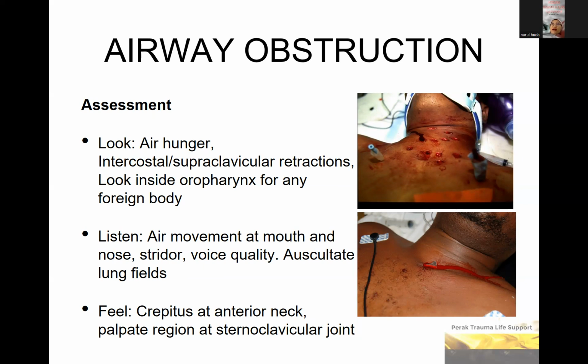Then we auscultate the lung fields, feel for any crepitus at the anterior neck, and palpate the region at the sternoclavicular joint to look for any dislocation of the clavicular head.